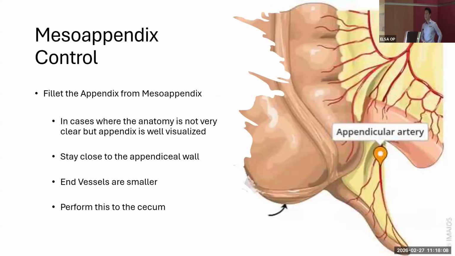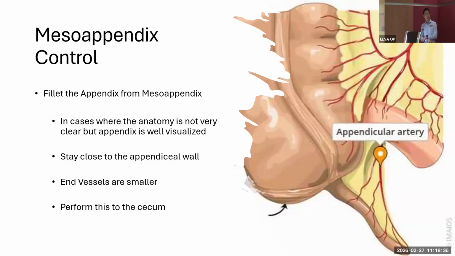Now, what happens if you really can't find it? It's a mess. There's another way you can do it, and this is to fillet the appendix from the mesoappendix. I do it sometimes where the vessel is not really well seen, or sometimes stuck to the cecum, terminal ileum. I don't really want to go dissecting those areas. I start at the tip of the appendix, and then I hug the wall of the appendix, and I fillet it down to the base.